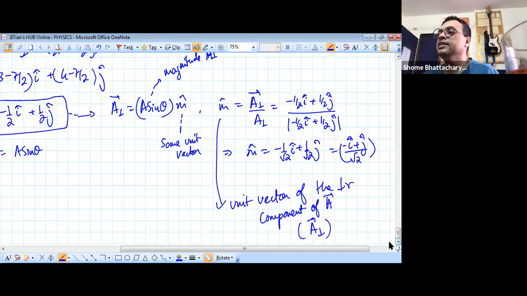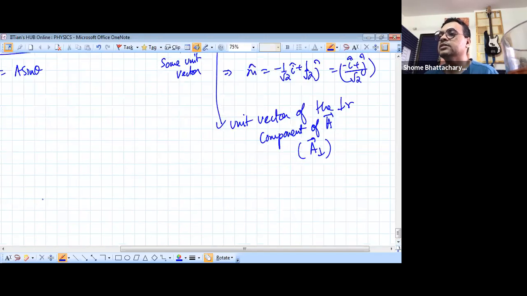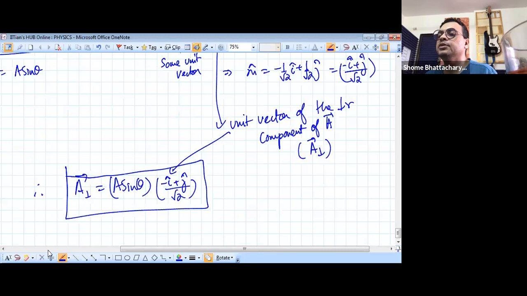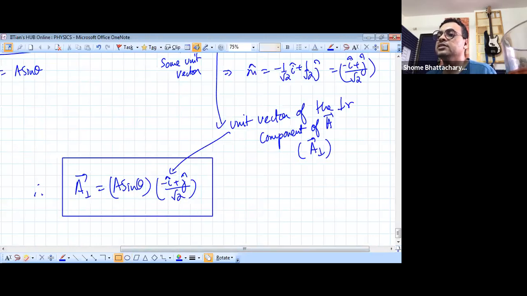So now what is the A perpendicular vector going to be expressed as? It is going to be A sine theta into that unit vector. Okay. So that unit vector here is minus I cap plus j cap by root 2. From this you will get the second option, that the perpendicular unit vector is given by this. Okay. From this you will get the second part's answer.